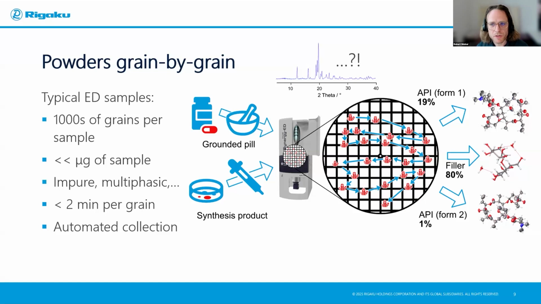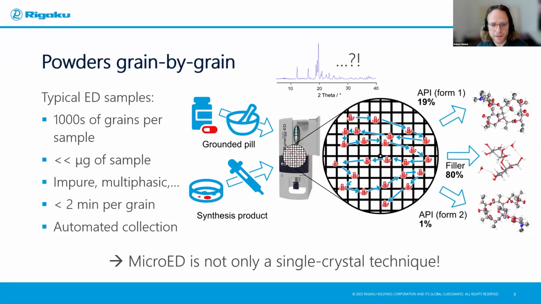And you will just understand what's going on, even in cases where a powder XRD pattern will just be a convoluted mess and you have no idea what's going on. And this already foreshadows a bit why automation is so important, and I'll talk about this later, of course. So, important thing to keep in mind, micro-ED is not only a single crystal technique, it is also a powder technique where you study grains on an individual level.